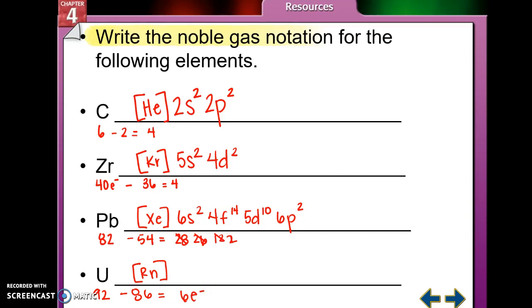And since uranium is technically on the 7th period, I'm going to start 7s2. And then I'm going to go 5f14. So that is how I write the noble gas notation. So make sure you practice that. It's a lot shorter than writing the full electron configuration.